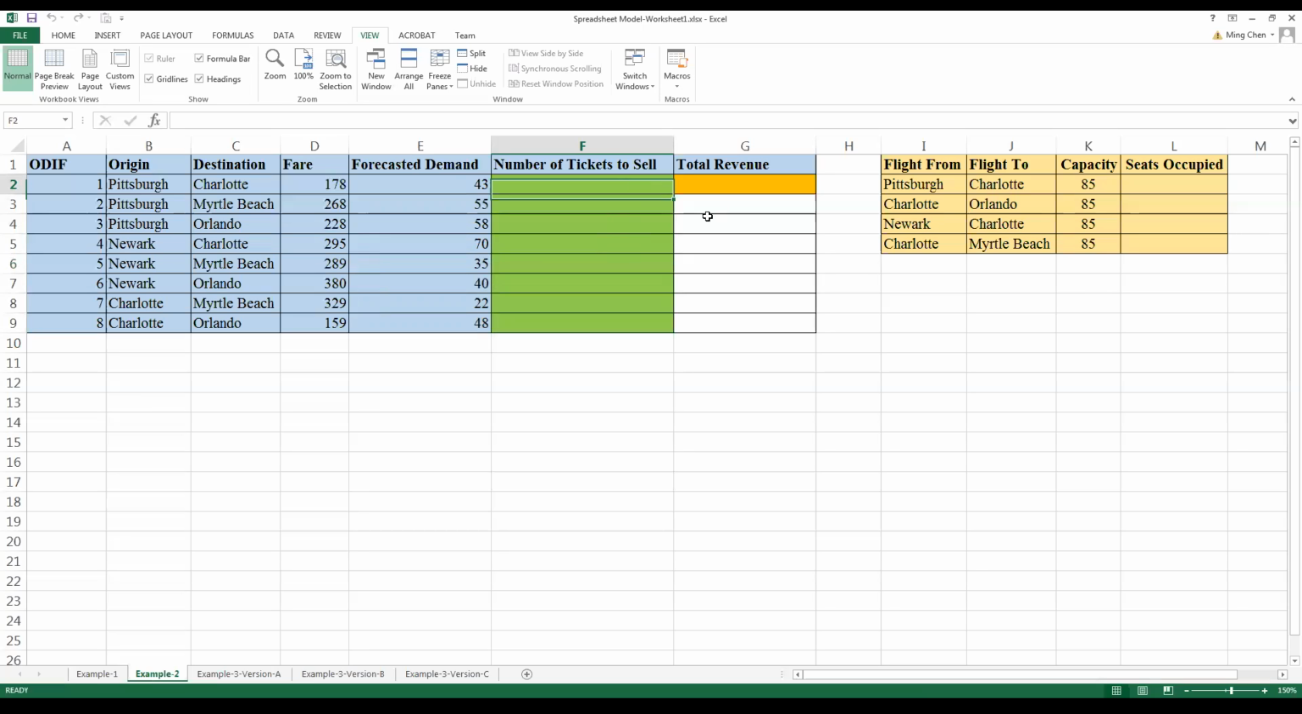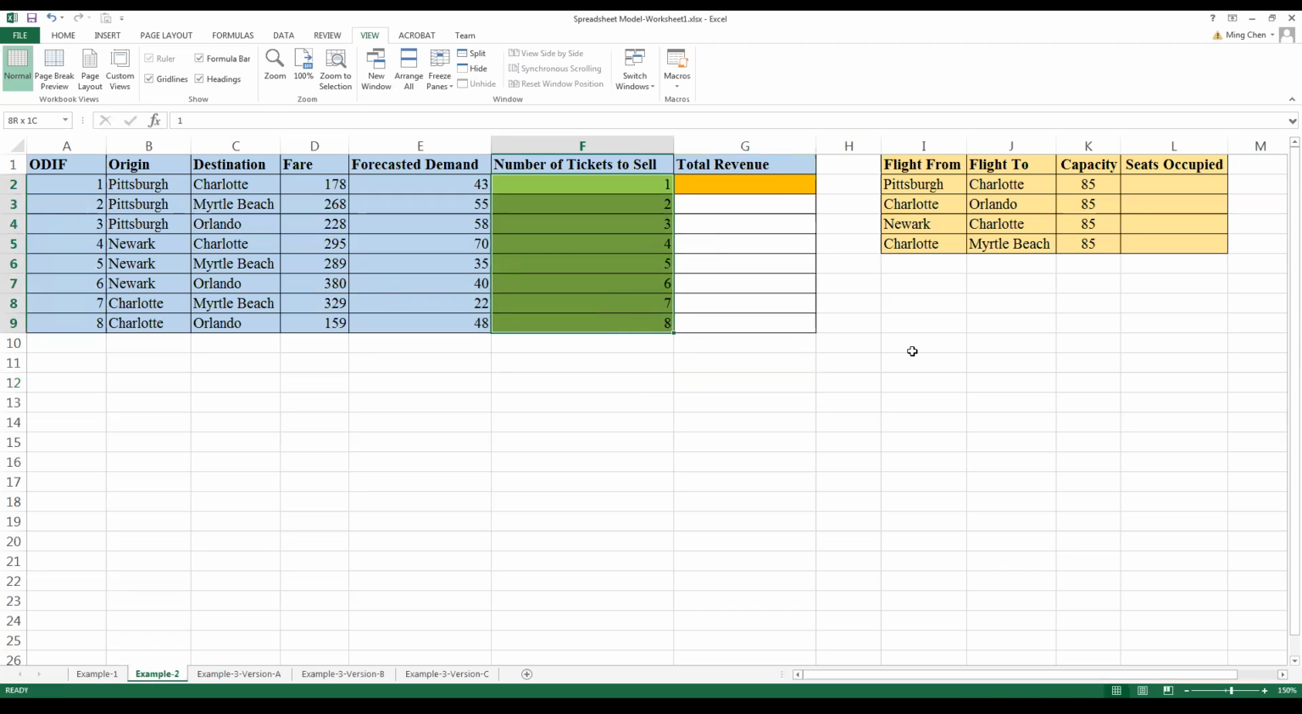So how many? Let's start with some numbers. 1, 2, 3, 4, 5, 6, 7, 8. As I said, the initial solution is arbitrary. You can pick any solution you want. It doesn't have to be the optimal solution. So this is the number of seats I want to sell for different OD pairs.